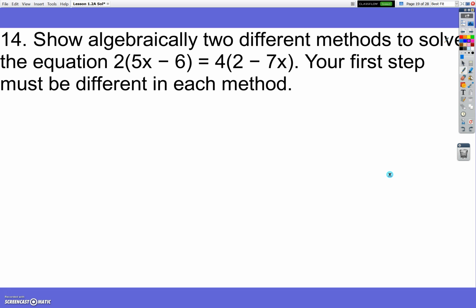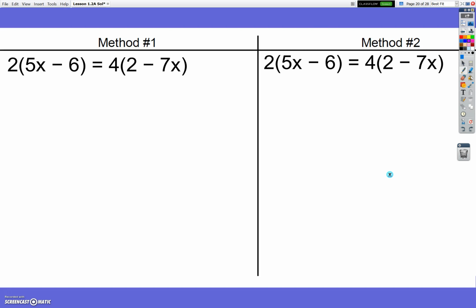It says show algebraically two different methods on how to solve the equation 2 times the quantity of 5x minus 6 is equal to 4 times the quantity of 2 minus 7x. Your first step must be different in each method. So looking at this one, we have two methods here. My first method is I could distribute this 2 to each and every term, and I could distribute the 4 to each and every term. This would give me 10x minus 12 is equal to 8 minus 28x.